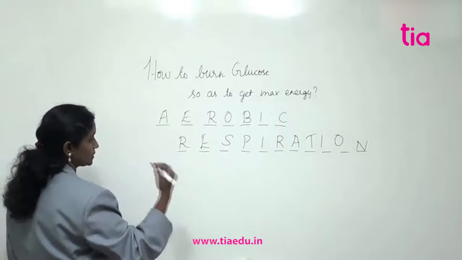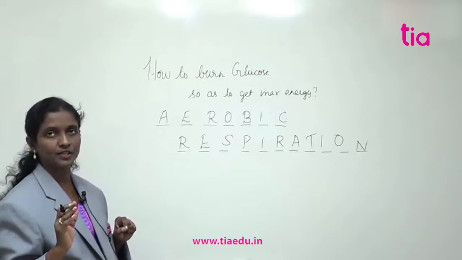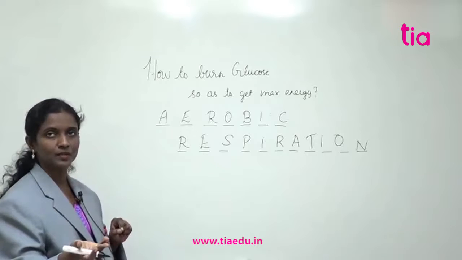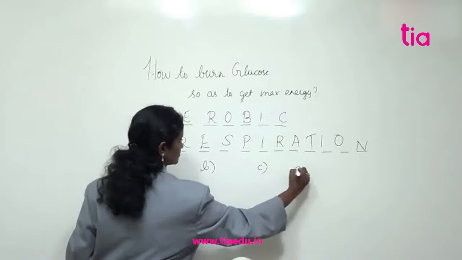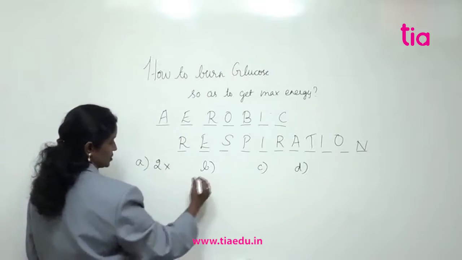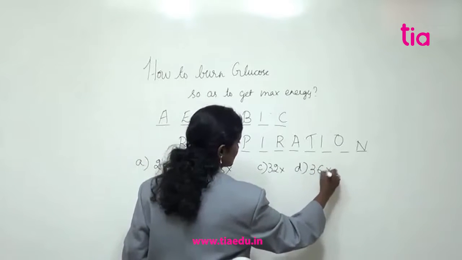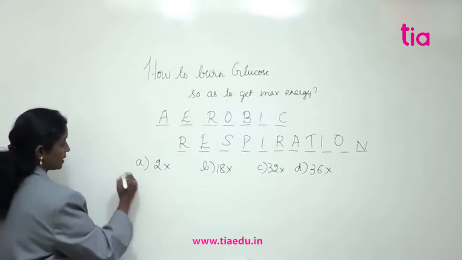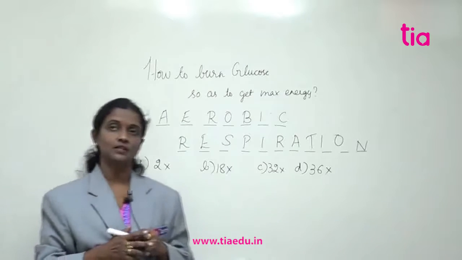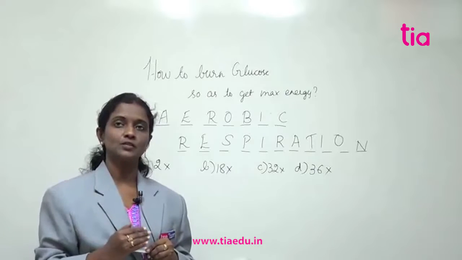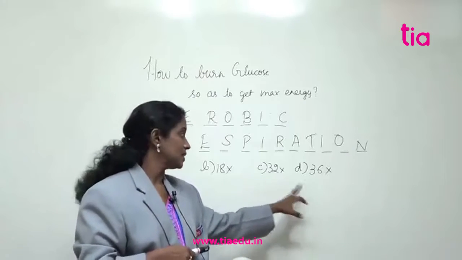When anaerobic respiration is compared with aerobic respiration, or aerobic respiration is compared with anaerobic respiration, the efficiency of aerobic respiration over anaerobic would be: twice, 18 times, 32 times, or 36 times efficient.